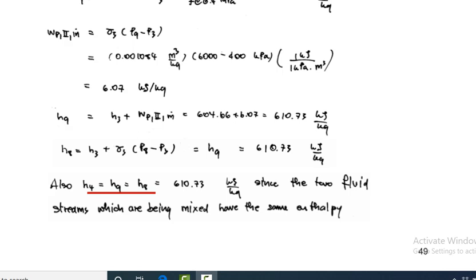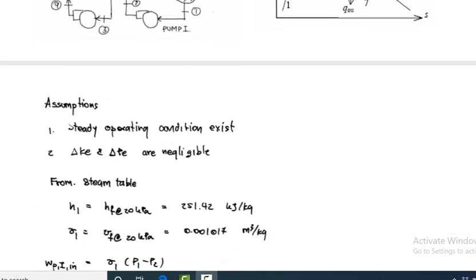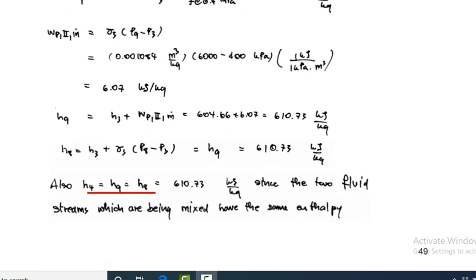Then find H8, equal to H3 plus the specific volume times P8 minus P3. How to find it? It is equal to H9, 610.73 kJ per kg. Same values, because you go to this diagram, and from the diagram, point 8 and point 9 give the same value. Therefore H9 equals H8. Then you also have to consider H4 equal to H9 and H8, 610.73 kJ per kg, since the two fluid streams which are being mixed have the same enthalpy.